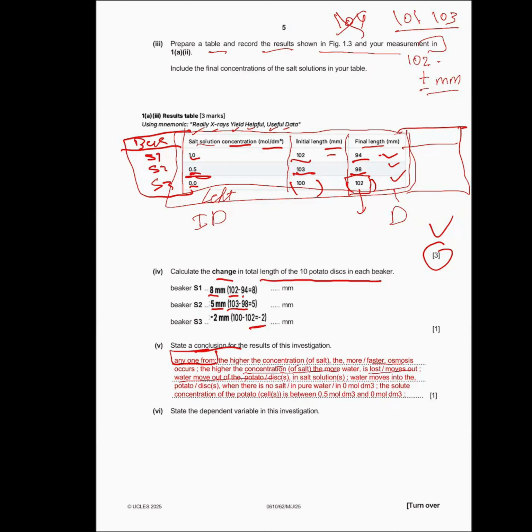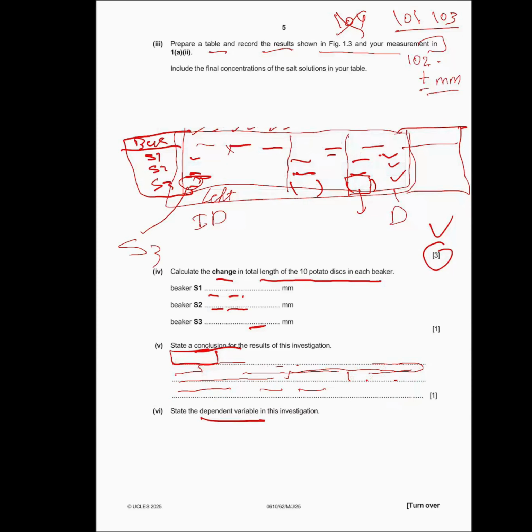This is one of the important points that you have to give, and that's why Cambridge is more convenient with the marking scheme. It gives you variety. Anyone from these. Also, you can say water moves into the potato disc when there is no salt, which is 0.0, Beaker 3, or pure water. Why is it pure water? Because there is no salt concentration, so it's distilled water. Okay? State the dependent variable.